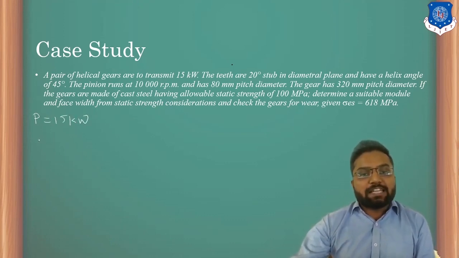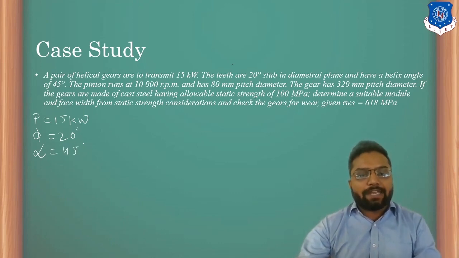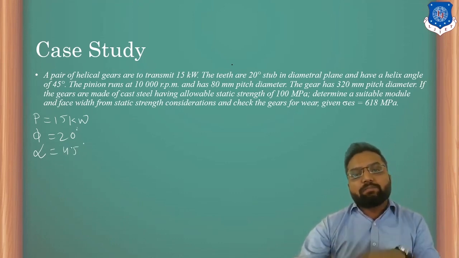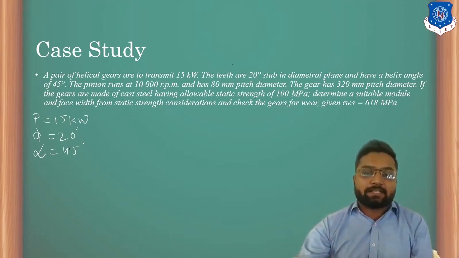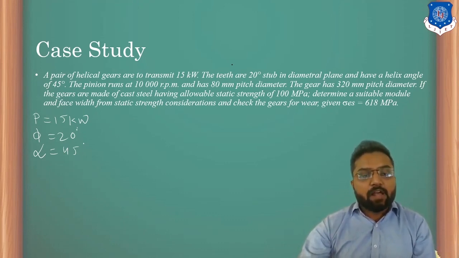And the teeth system is 20-degree stub angle in the diametral plane, having a helix angle alpha, which is 45. What is the difference between this angle which is 20 and 45? This 20 angle is made by the teeth vertically with its own axis, and is called the teeth angle. And this alpha is the angle made parallelly, which is called the helix angle. So that is the basic difference between teeth angle and helix angle, clear.